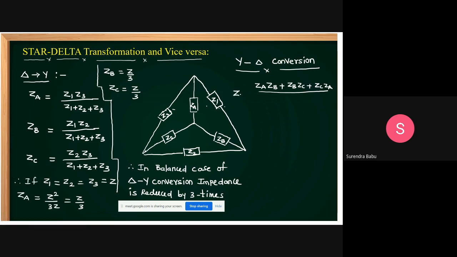We are converting star to delta. Then you take the product of all these, and you are calculating Z1. Opposite to Z1, which impedance is there, students? ZC. Then divide by ZC. You take the product ZA, ZB plus ZB, ZC plus ZC, ZA. I am calculating this impedance. Then opposite to this one is ZC, then divide with ZC. Understand, students?